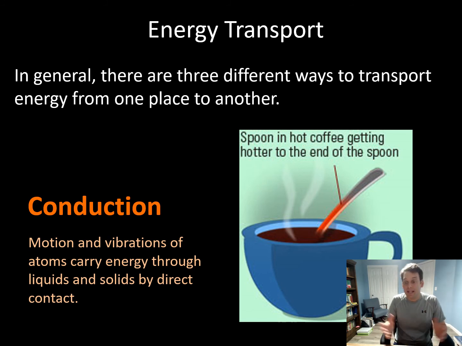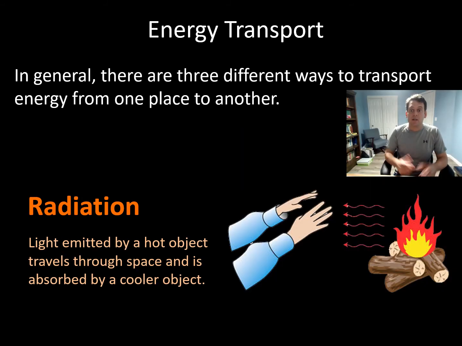Okay, so that's not how we're going to get energy from the sun, for example, because thanks be to God, we're not in physical contact with the sun. So let's move on. The second form of energy transport is radiation, which means electromagnetic radiation. This occurs when light is emitted by a hot object or a cold object, but the hotter it is, the more radiation it will emit. That light then travels through space and can be absorbed by some other object out in space, right?